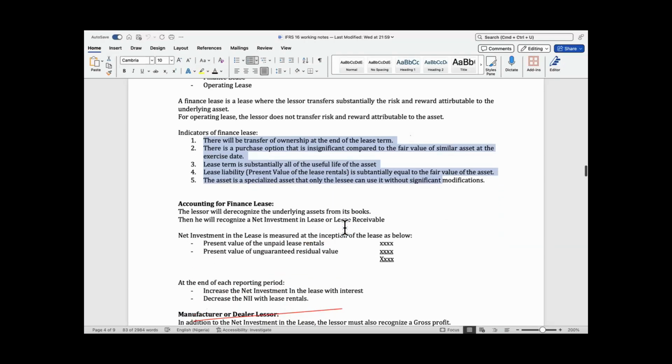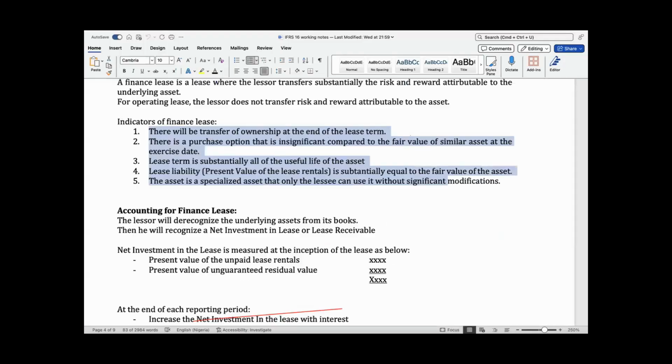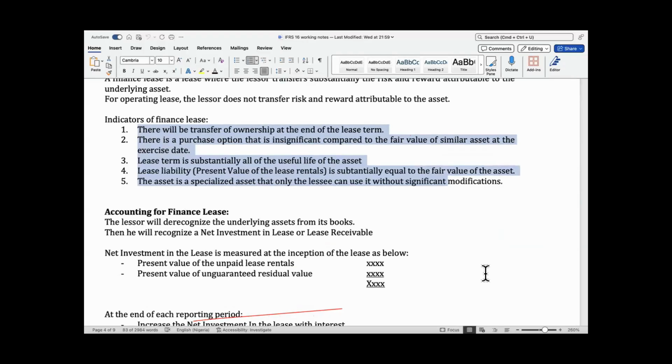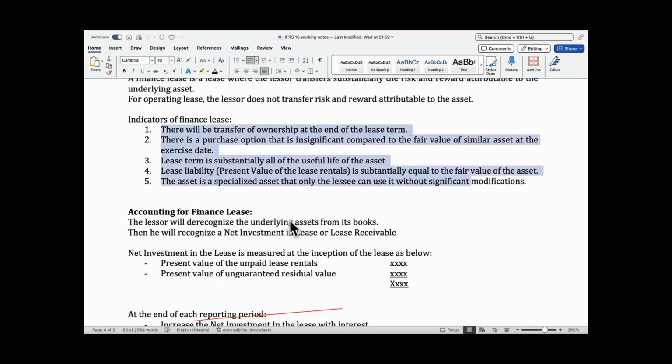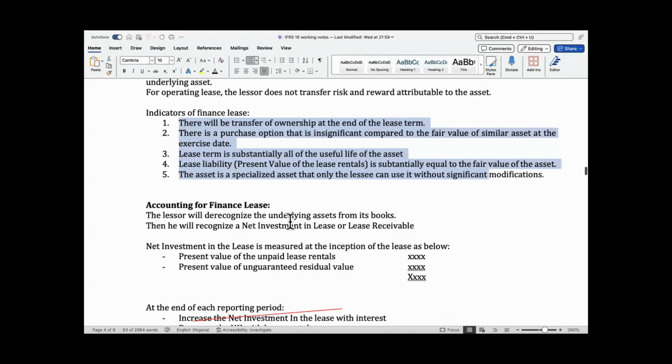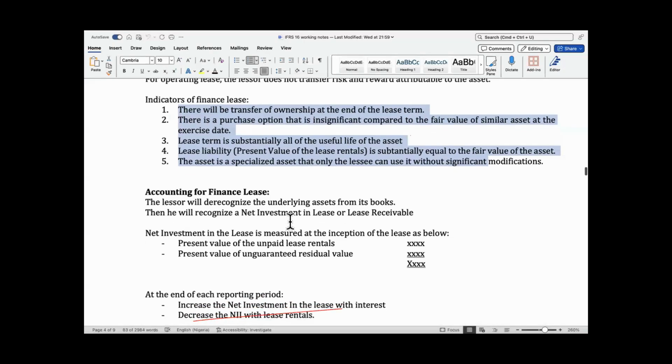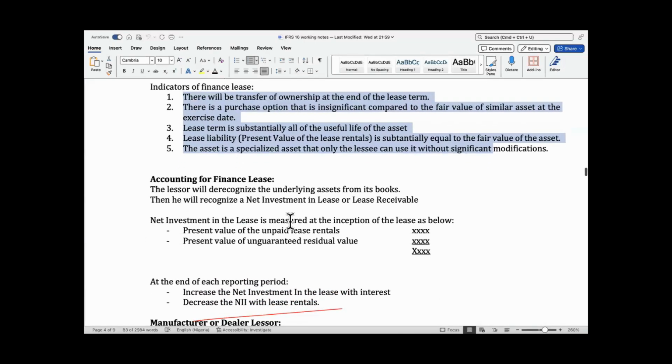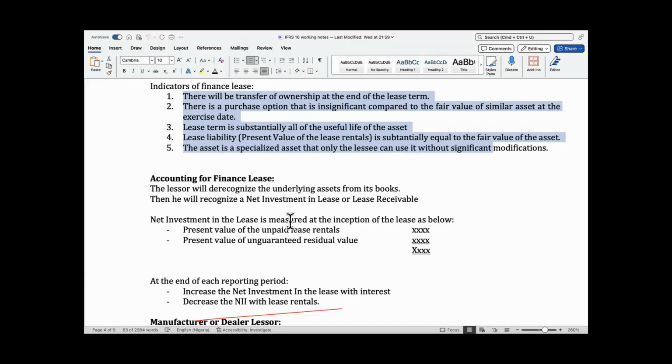And in accounting for a finance lease, the lessor will need to derecognize the asset from his books, and also he will then recognize a net investment in the lease. And the net investment in the lease is recognized by adding the present value of unpaid lease rental and the present value of unguaranteed residual value together. And at the end of the year, we'll increase this net investment in the lease with interest and decrease it with lease rentals.